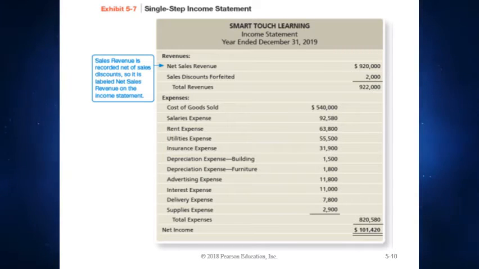Just as a refresher, here is the single step income statement. So we see here the revenues are at the top, followed by the expenses. Take the expenses from the revenues, and we get our net income. Notice that there's really no categories happening here. We've got revenues and expenses, but that's about it. We see our net sales revenue and our sales discounts forfeited, because those are both revenue accounts, and then we see all of our expenses, and in this case cost of goods sold is kind of bunched in with those expenses.